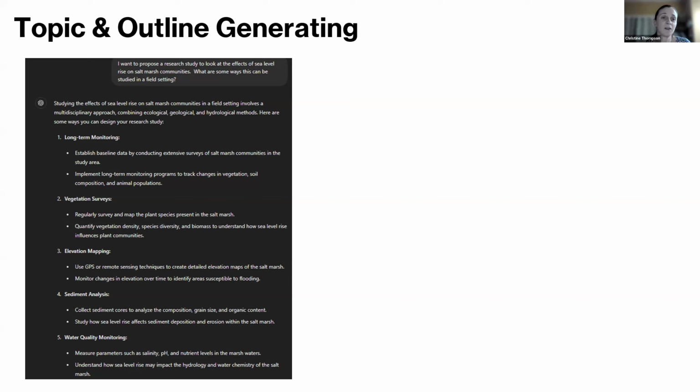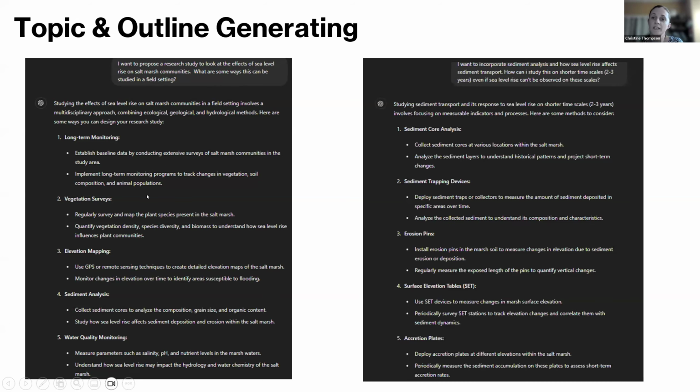So I asked a question. I want to propose a research study on this topic. What are some ways this can be studied? It listed a bunch of ways that it could be studied. Then I went on to narrow it down. Okay, I want to do sediment analysis and sea level rise. How can I study this on a timescale?